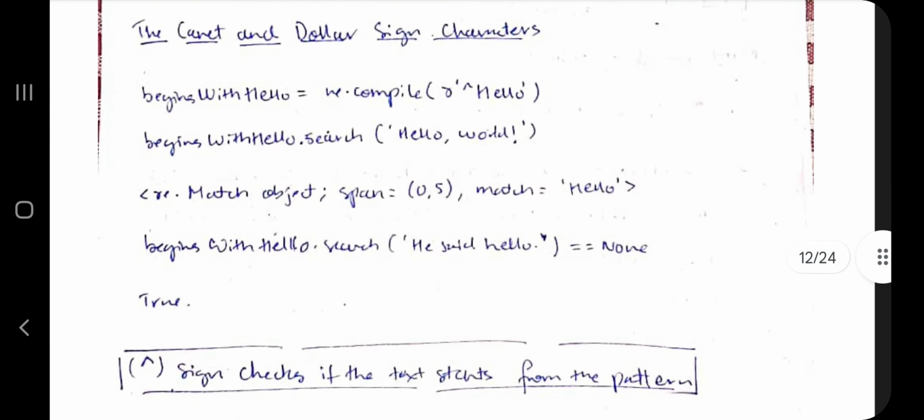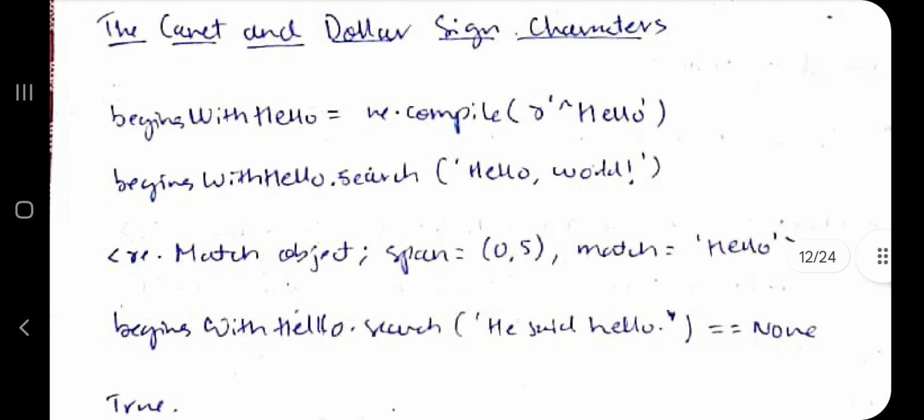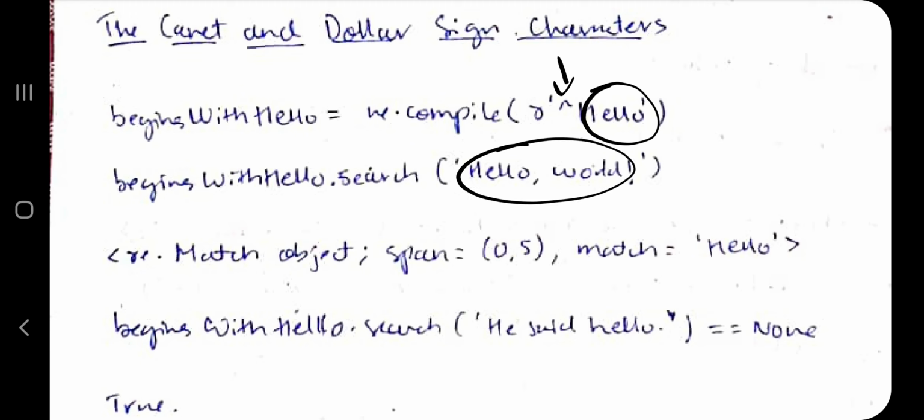And the caret and the dollar sign. Suppose that I want to search from a text if it is starting from hello or not. I will be using this character here, and by using that I will be passing a string. If it starts with the particular word here, it will return true, else it will return none.